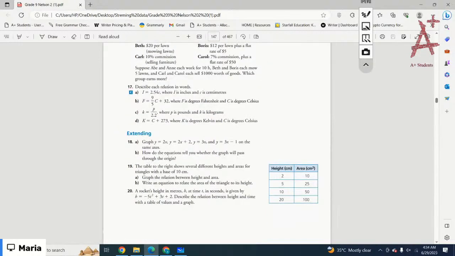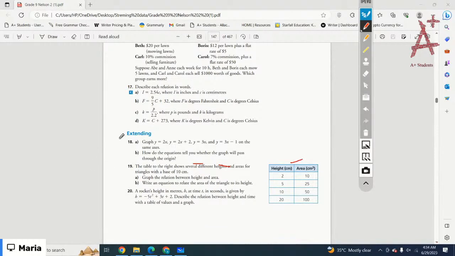Okay, then the table on the right shows several different heights and areas for a triangle. Graph the relation. Write an equation to relate the area of the triangle and its height. So you have to write down the equation. You can plot the graph by yourself. Let's just look at the points. It would be area equals 5 times h. The values are increasing by 5 times h. Got it?